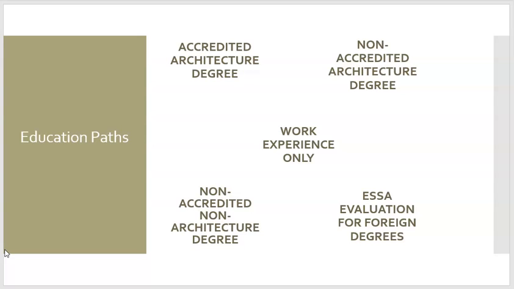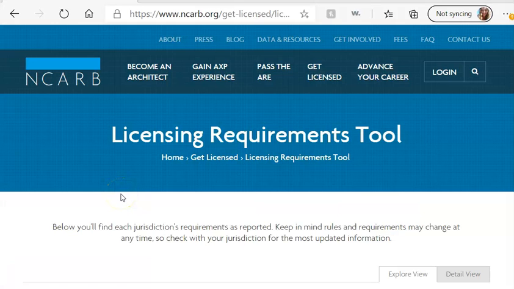And then finally, of course, if you don't have any degree, some states allow you to get licensed after 12 or 13 years in the field without any kind of architecture or non-architecture degree. The other one is called an EESA evaluation. So if you got a degree, maybe an architecture program or non-architecture program in another country, you can apply for evaluation for comparison to an architecture degree in the US or Canada. And if you get approved through that process, you can start your licensing as well. I'll provide a link to this page below.